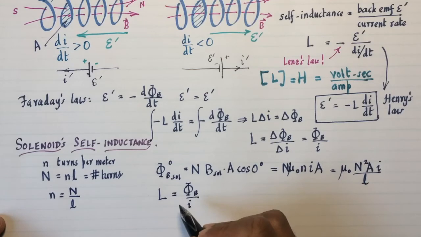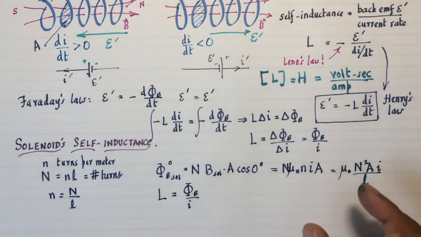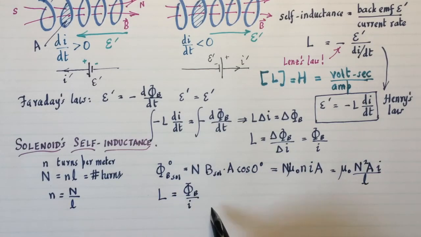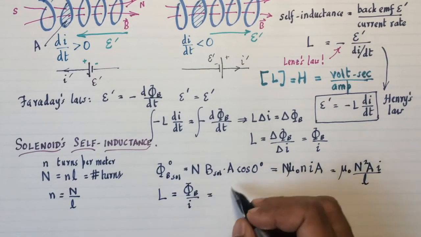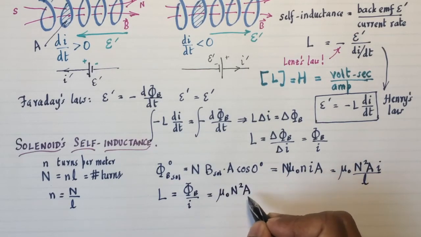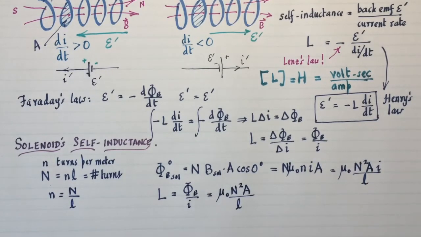You should think of this as how we found the expressions for capacitors. We found everything in terms of charge, and then we divided out by charge to find the capacitance. In the same way, we're now dividing out by current to find the self-inductance. So this is going to be mu naught n squared A over L. Really interesting expression.